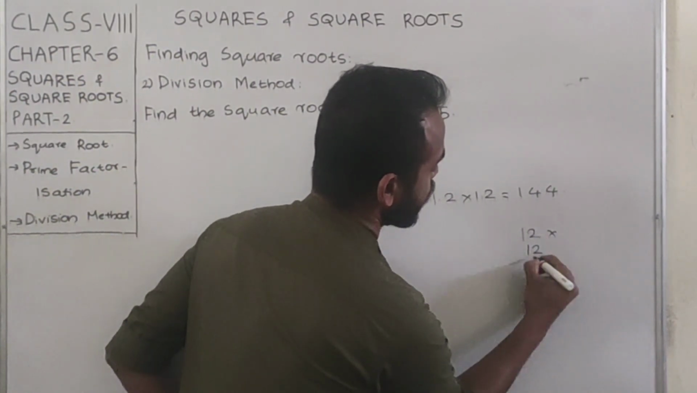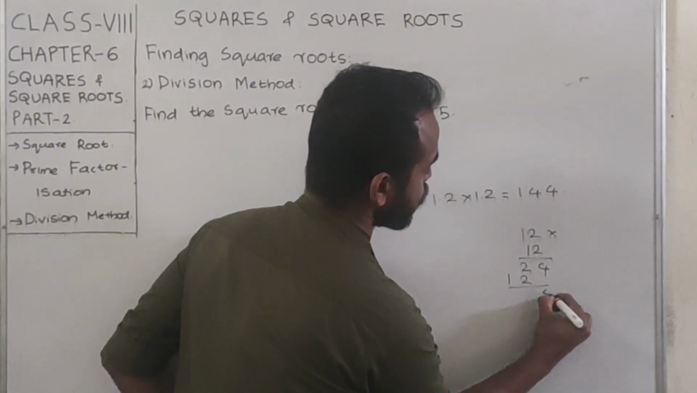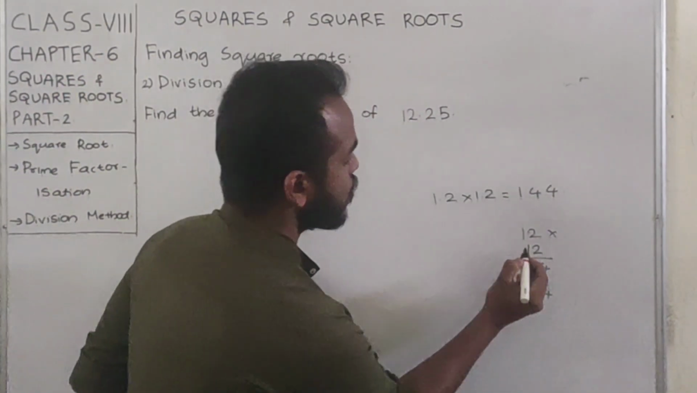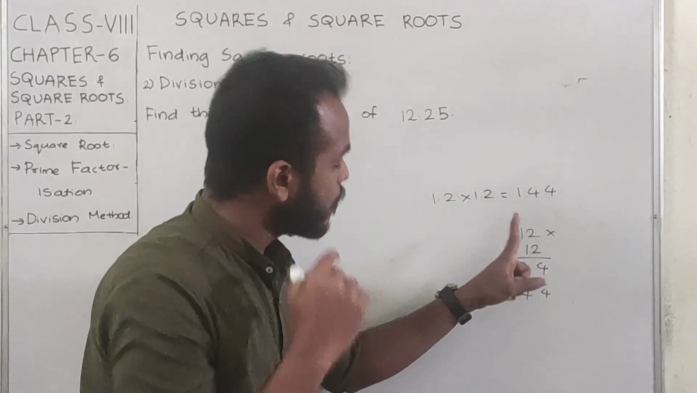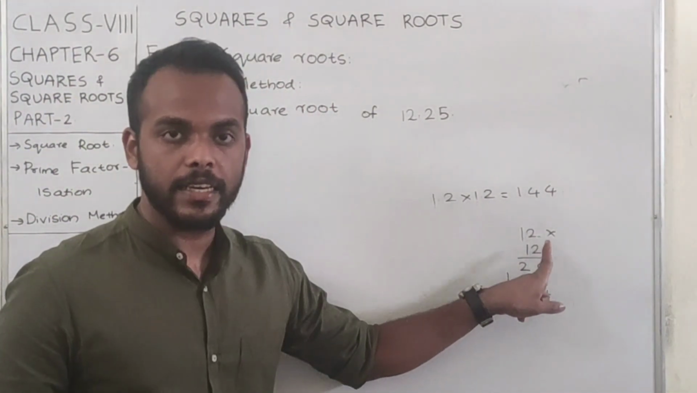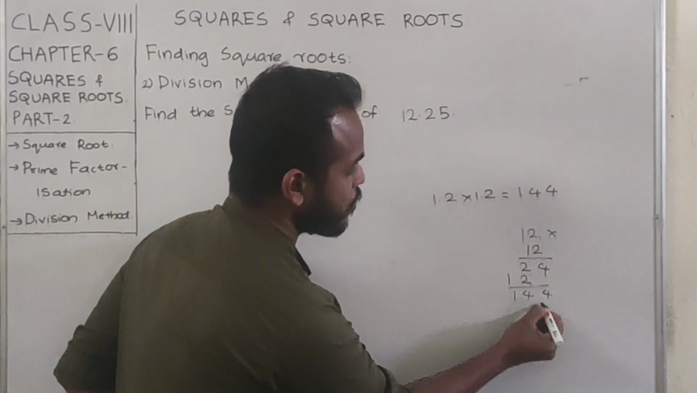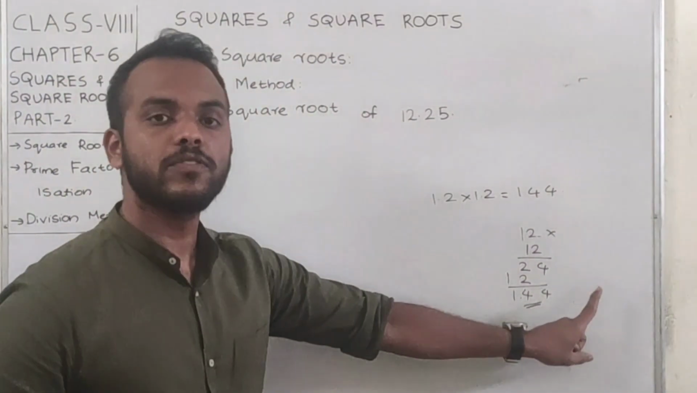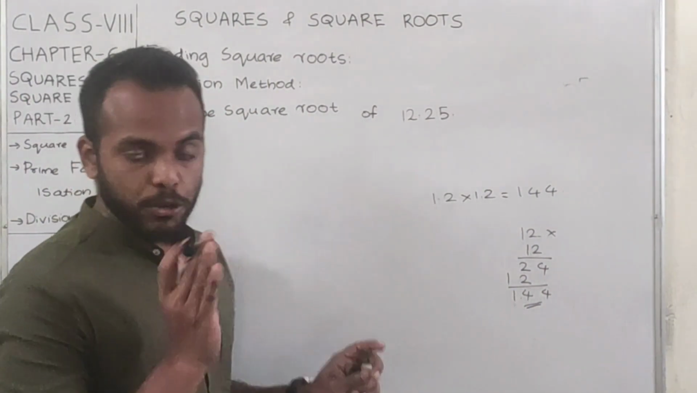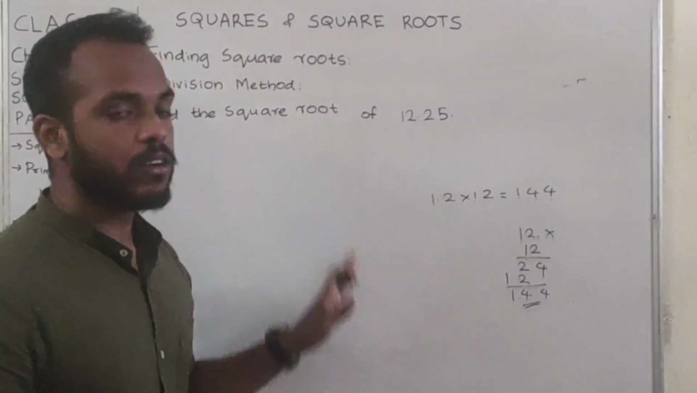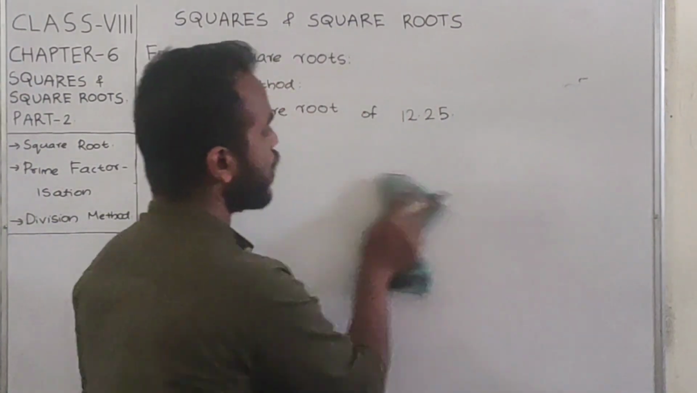12 times 12, you will get 4, 2, then 2. So 1, 4, 4. Now we wanted to multiply 1.2 and 1.2. We will count how many decimals are there. There are 2 decimal values. Then we will put the decimal 2 places from the right to the left. That is how it is done. Now use the same concept and we will find the root of the value.